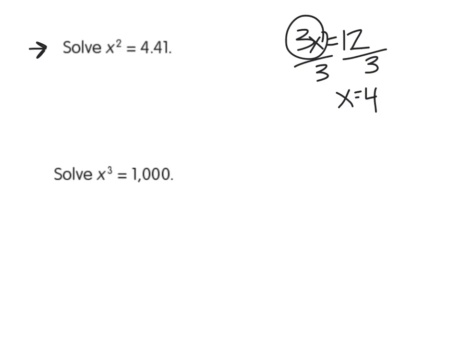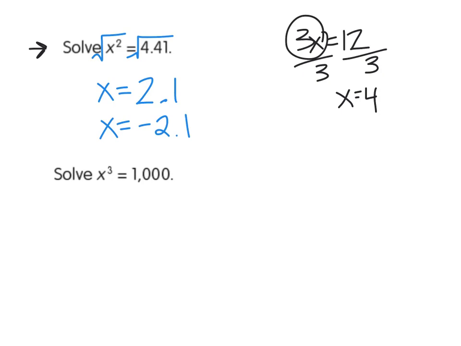So if x is being squared over here, we're going to take the square root of both sides. The square root of x squared, that's going to be x. And then the square root of 4.41, that's what we type into our calculator. And when you do that, you should get 2.1. That means that 2.1 times 2.1 is equal to 4.41. Remember, it could also be negative 2.1, because negative 2.1 times negative 2.1 is also equal to 4.41.